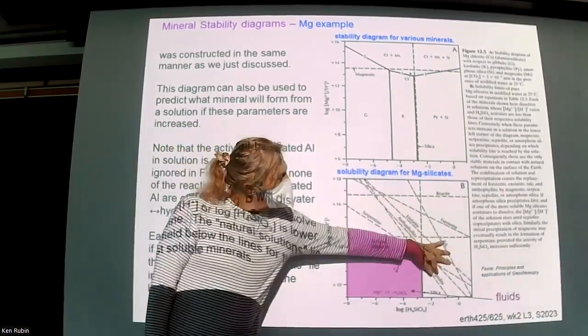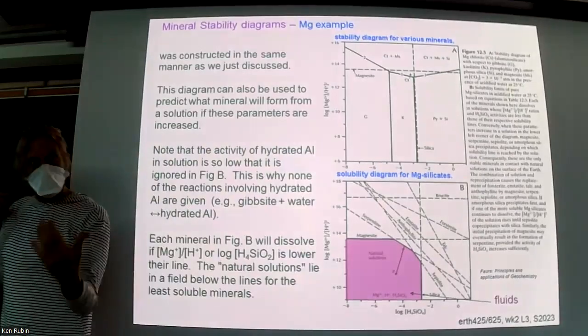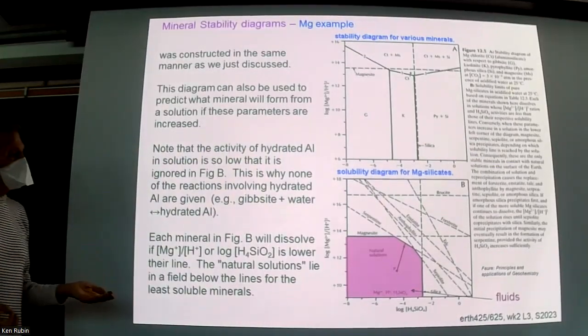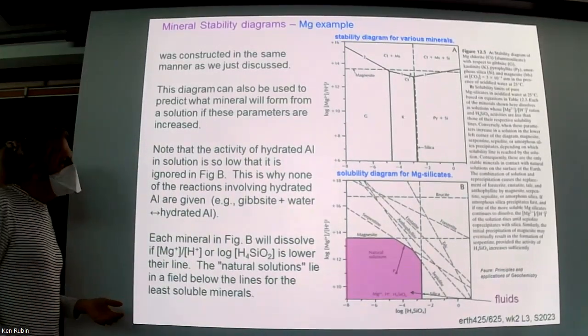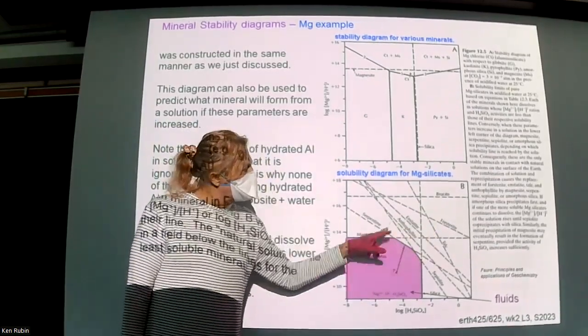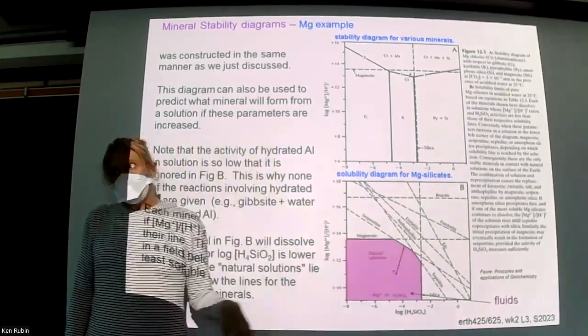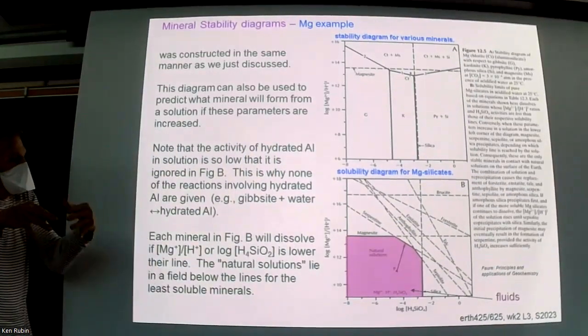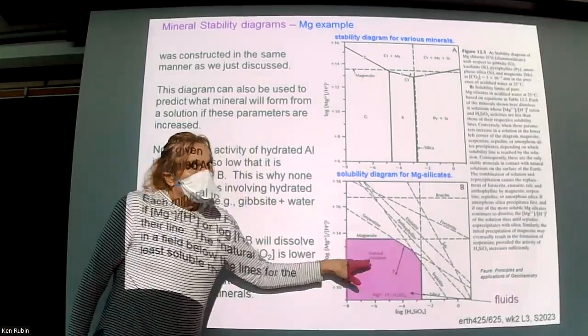And all these other minerals, even though they dissolve and they will react into something else, we shouldn't find them in a natural water at chemical equilibrium because their lines don't intersect that field, if that makes sense. They require more silica than a water can have.